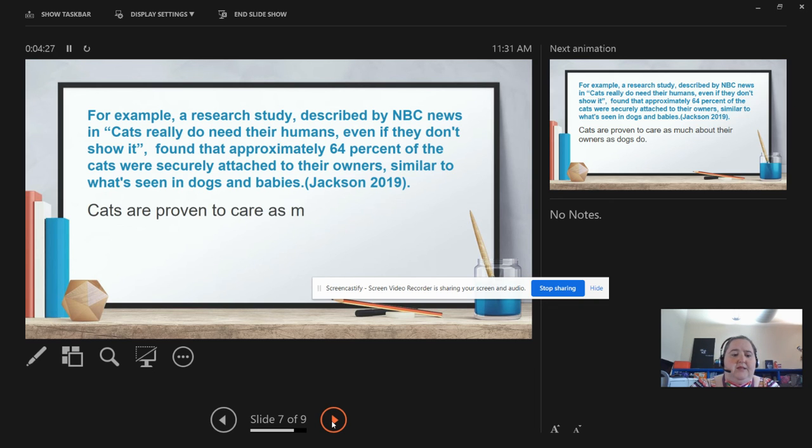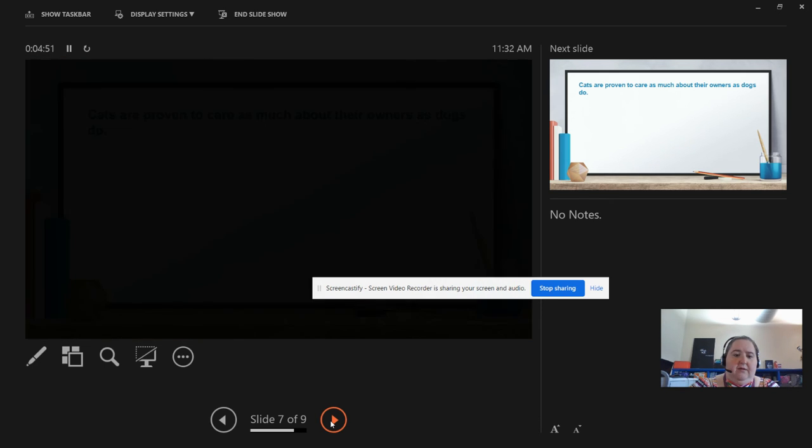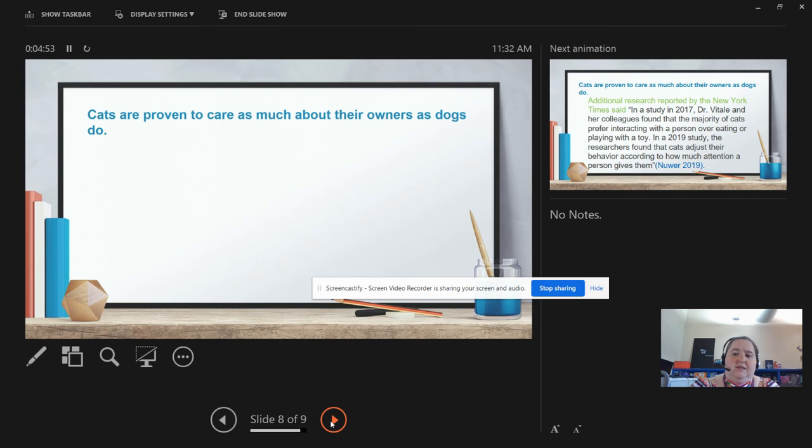So this is a pretty simple sentence. I just say, cats are proven to care as much about their owners as dogs do. It restates my thesis. It connects that the 64% shows that they care as much as dogs, right? Similar to what's seen in cats and dogs. I sort of said the same thing over again, but I really drove home my point, which is part of what you're supposed to be doing in a research paper. So one piece of evidence is not enough.